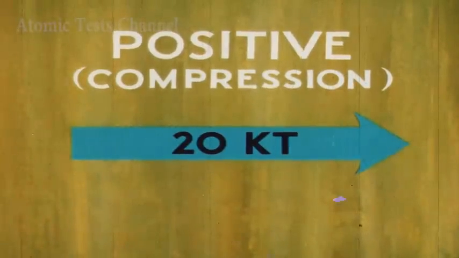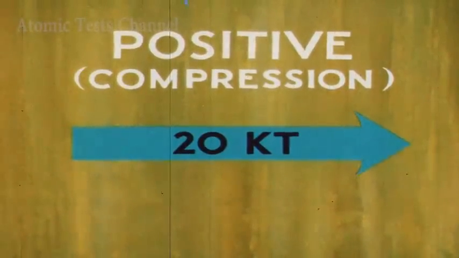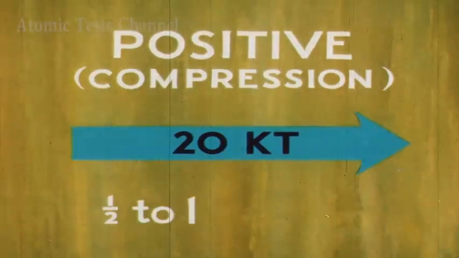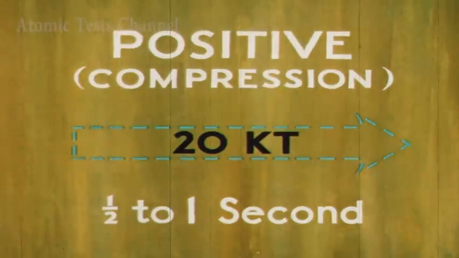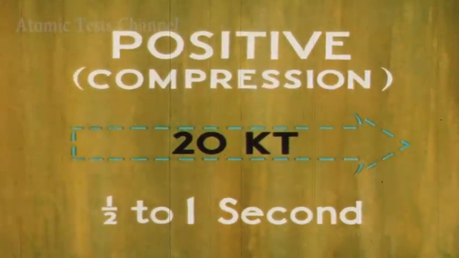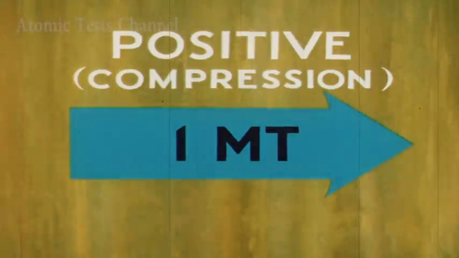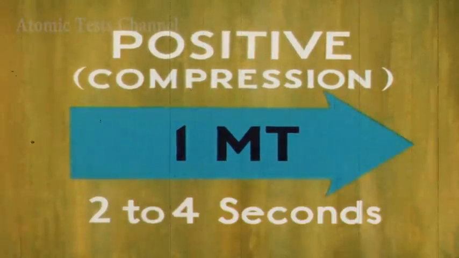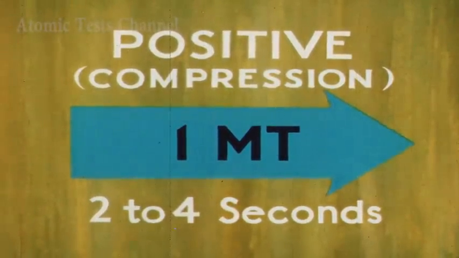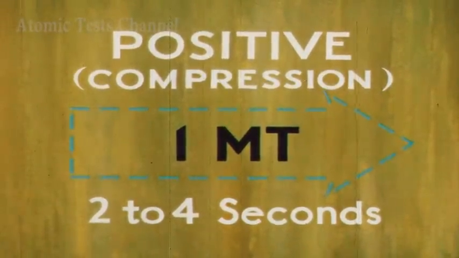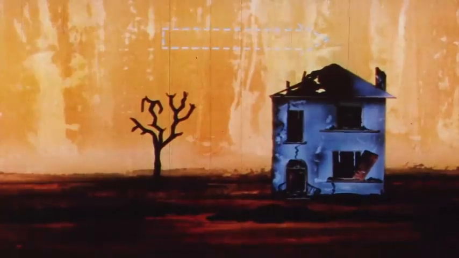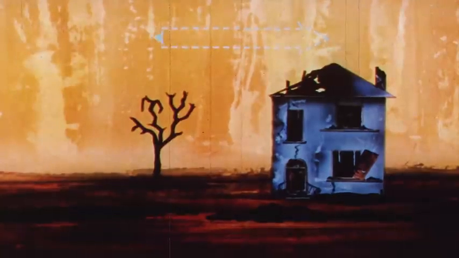For a 20 kiloton explosion, it lasts for roughly 1/2 to 1 second. And for a 1 megaton explosion, for about 2 to 4 seconds. This positive phase is the period of maximum destruction. After this, the pressure falls again until it is the same as that of the original atmosphere. Next, the pressure falls to below that of the original atmosphere.